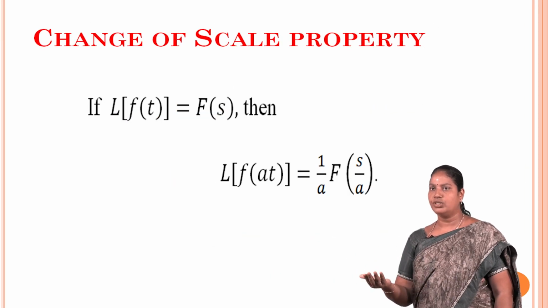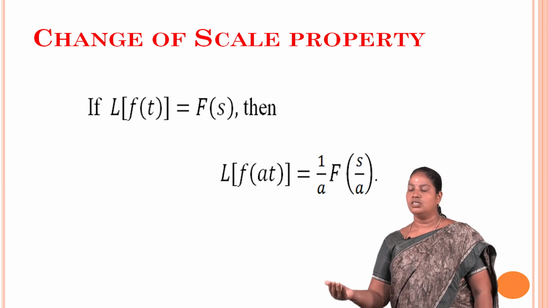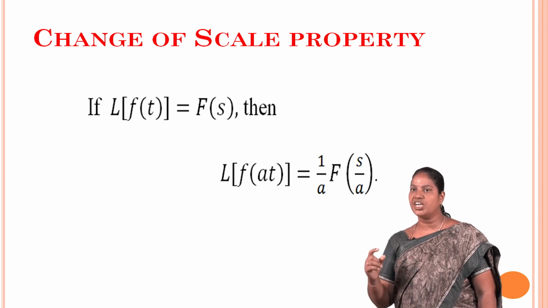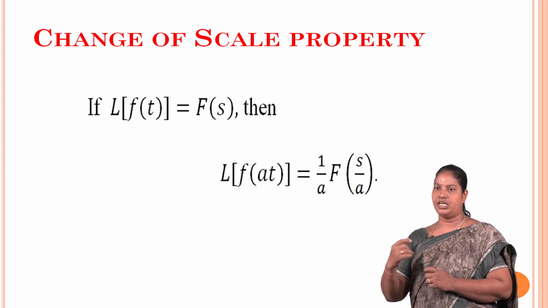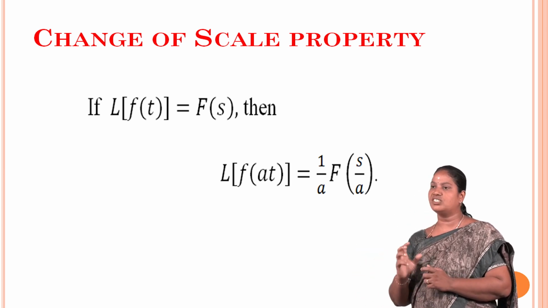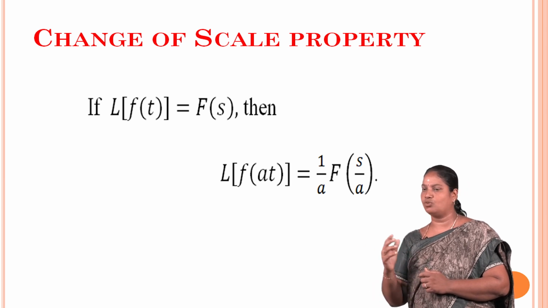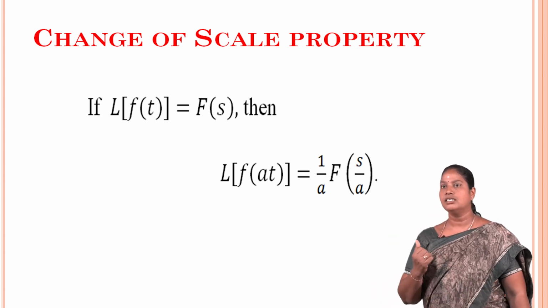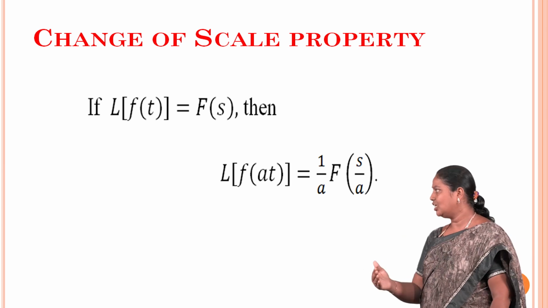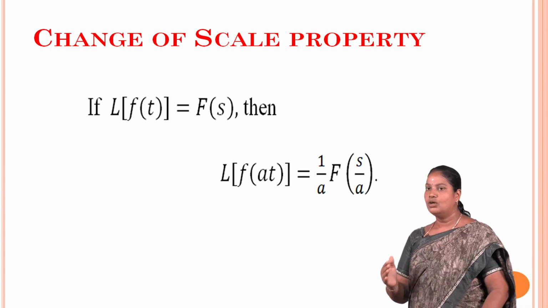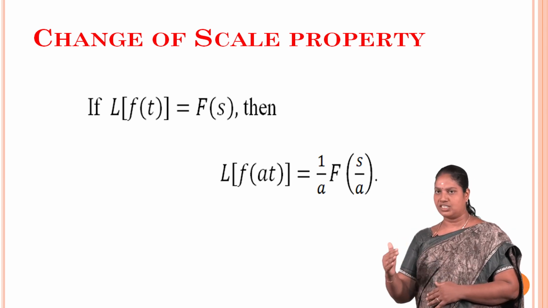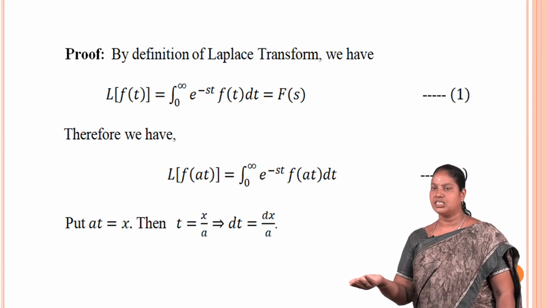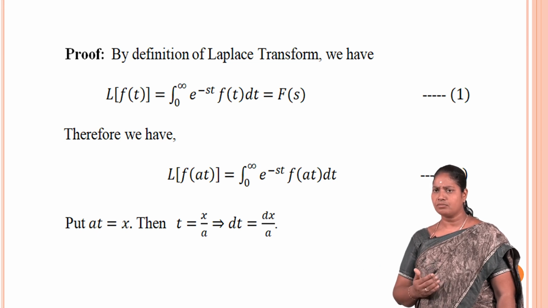Next we will move to the next property of the Laplace transform, which is known as the change of scale property. That means if you change the scale as t goes to at, then the Laplace transform F of s will also undergo some transformation. Let us see the statement. If L of f of t equals capital F of s, then L of f of at is equal to 1 by a times F of s by a. Now we will see the proof of this property.